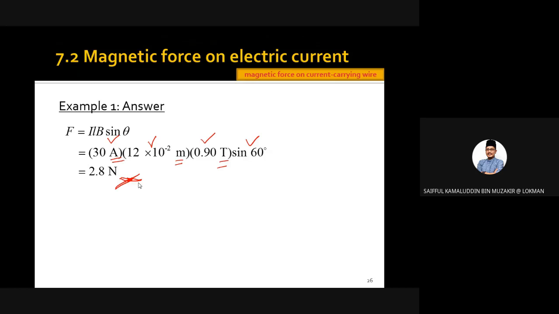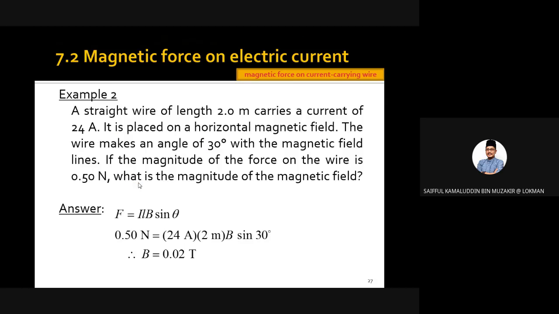Turn into the final page of the examination question. Find the formula for magnetic field, the force on magnetic field. Plug in all the parameters. You will get the answer. 2.8 Newton. As simple as that.